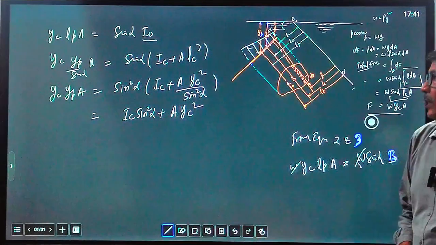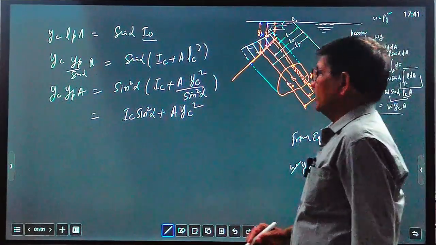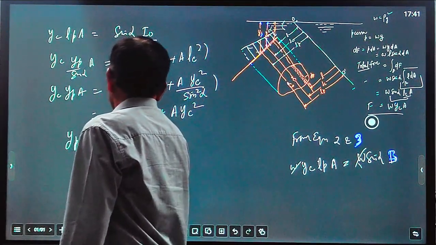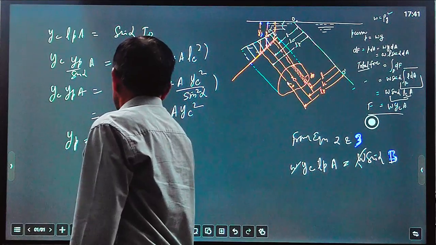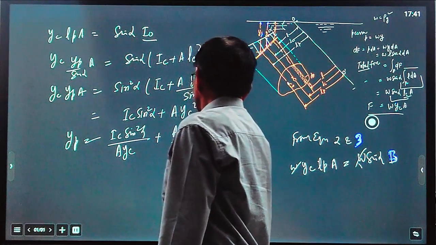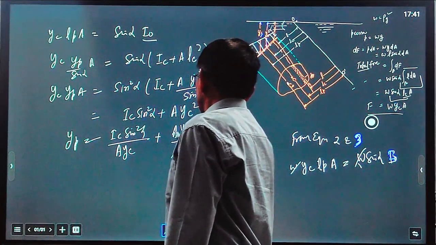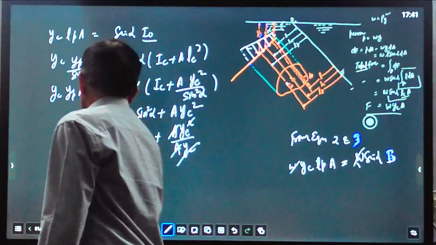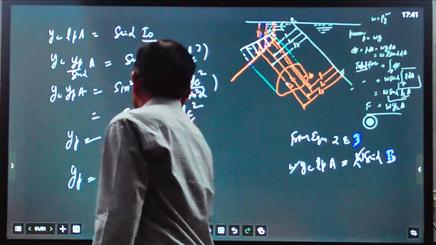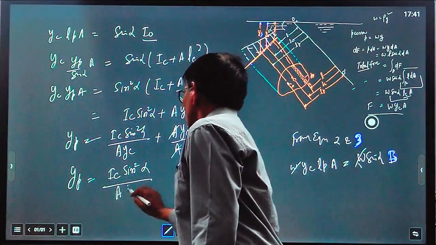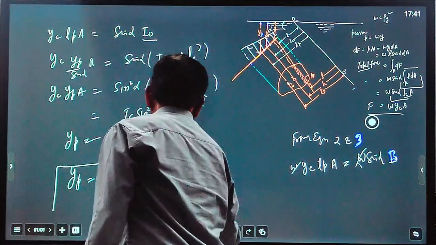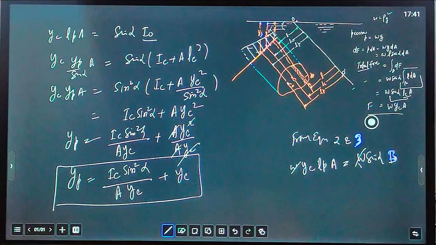Now dividing by A Yc, we can find Yp equal to Ic sin square alpha upon A Yc plus A Yc square upon A Yc. Yc can be removed. So Yp equal to Ic sin square alpha upon A Yc plus Yc. This is the equation for the submerged inclined plane.